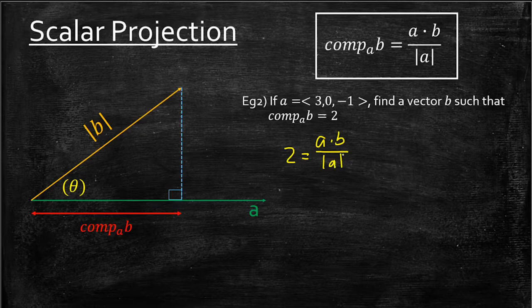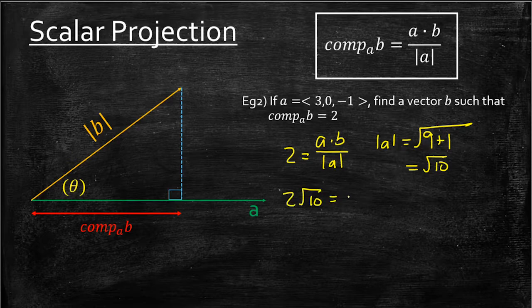And we can work out what the modulus of A is going to be as well. The modulus of A is the square root of each of the components squared. So 3 squared is 9, 0 squared is 0, and negative 1 squared is 1, which gives us root 10. To get rid of the divide by modulus of A on the right hand side, we'll multiply it to the left hand side. So we'll have 2 root 10 equals A dot B.